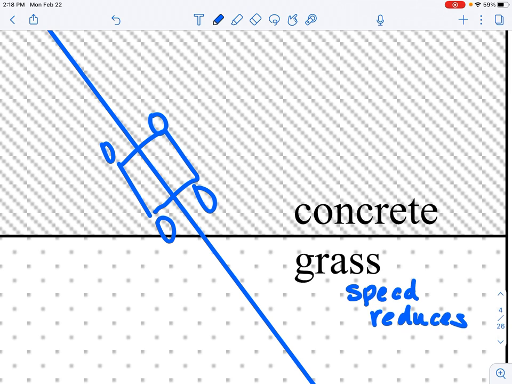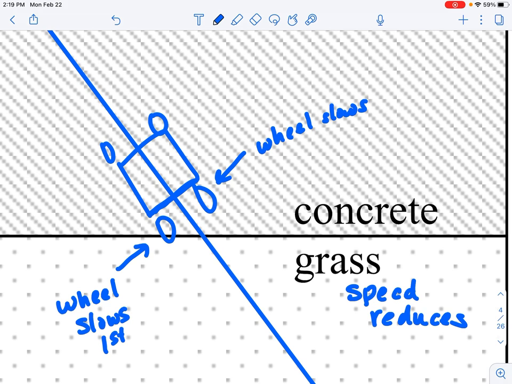reduces. Now, if I'm traveling at an angle, what happens is this wheel slows the first before this wheel. And what happens is that actually allows this wheel to catch up a little bit. So it might actually make up some ground. And what happens is the path of the object, oops, try that again. The path of the object is going to straighten out a little bit.